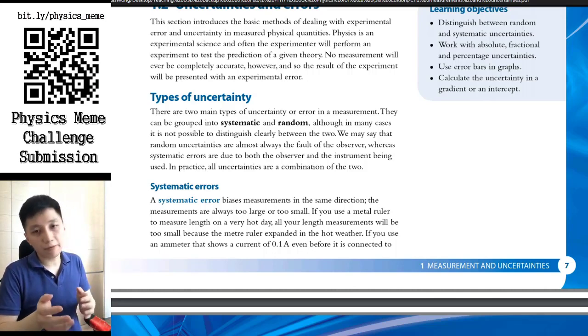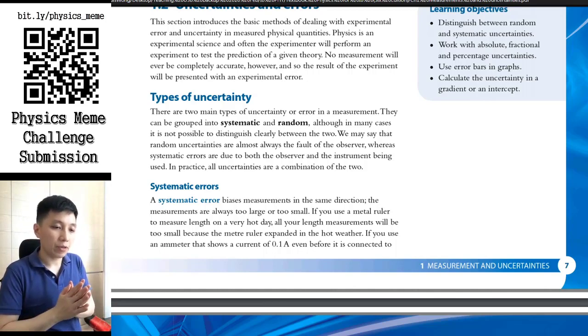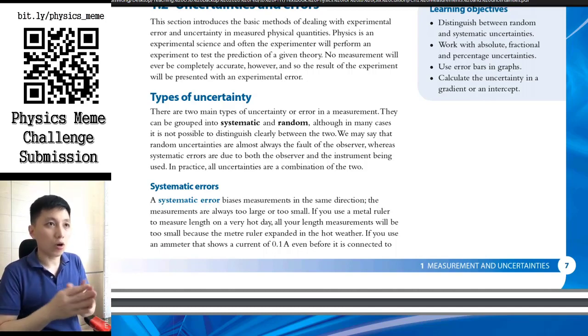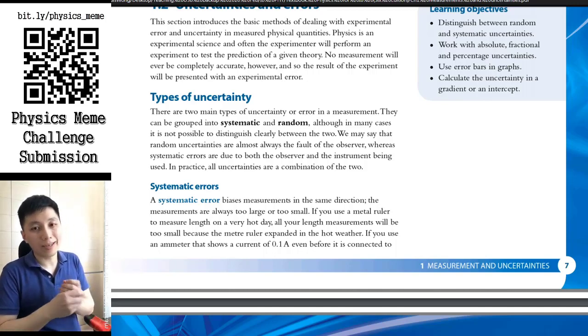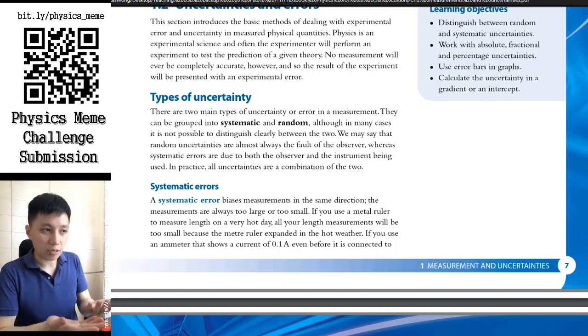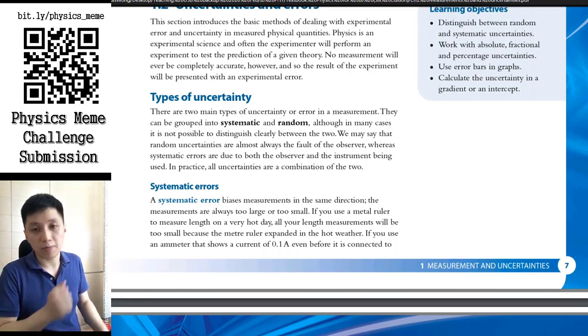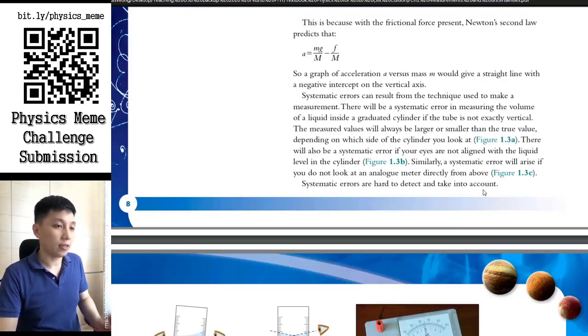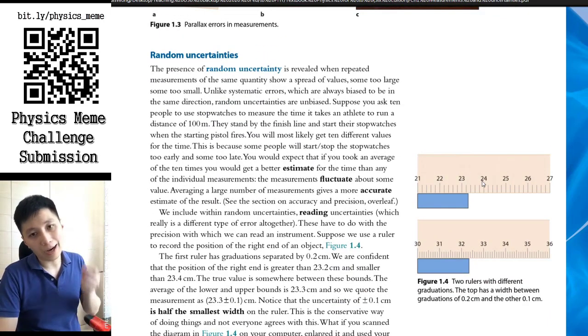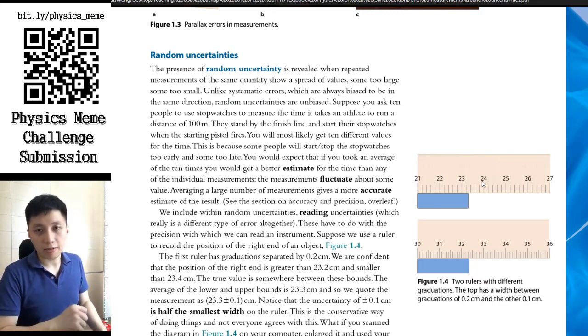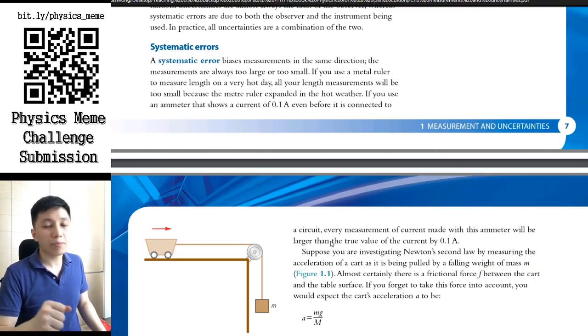Or if you try to measure something, but because of external factors, you always measure something that is somehow bigger, always overestimating it. Even though the values could be different, it should be accounted as systematic error. So for random error, instead, it wouldn't always be in the same direction. It could be either overestimation or underestimation. So this is the basic difference in terms of definition. Let me give you some examples for each of them.